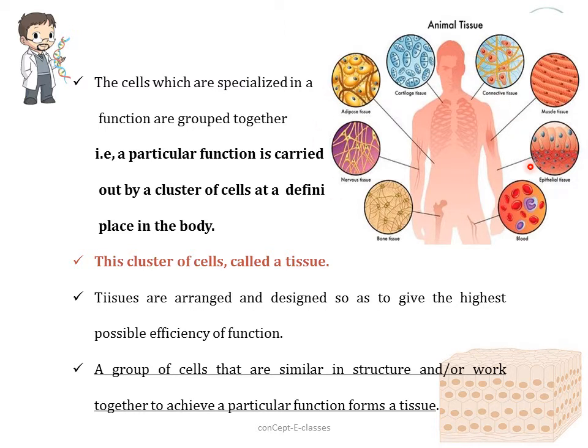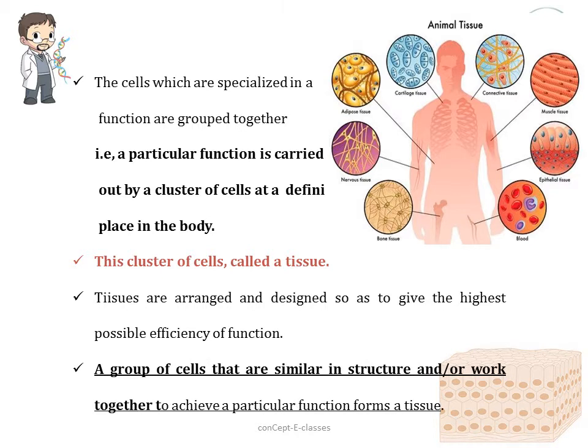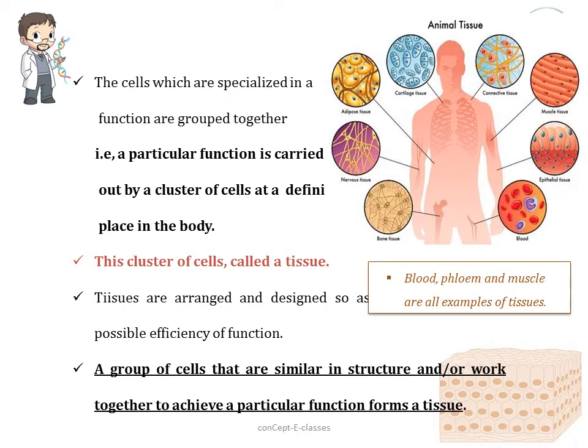You can see different types of tissues here. Tissues are arranged and designed so as to give the highest possible efficiency of function. Just like we said, these cells carry out only a particular function, so they do it very efficiently. So a group of cells that are similar in structure and work together to achieve a particular function forms a tissue. Some examples of tissues are blood, phloem and muscle.